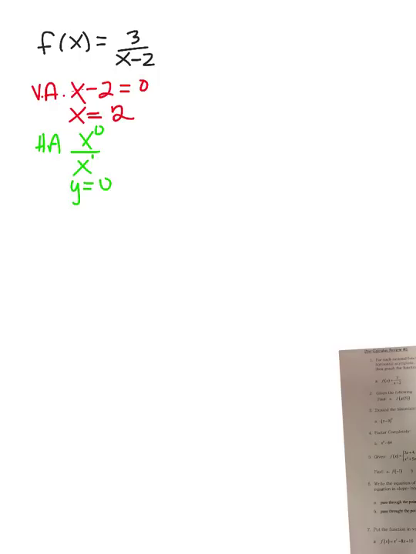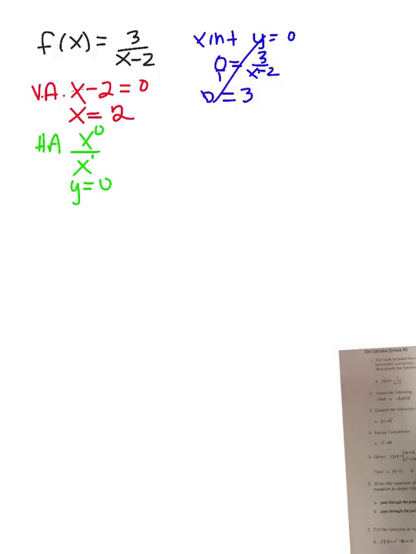Okay, so now let's try to find our x and y intercepts. Our x-intercept is when y is equal to 0. So I have 0 is equal to 3 over x minus 2. Put that 0 over 1 and cross multiply. So 0 times x minus 2 is just 0 equals 3. That doesn't make sense, so that means there's no x-intercept.